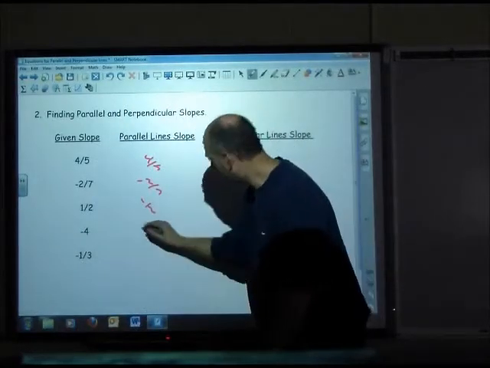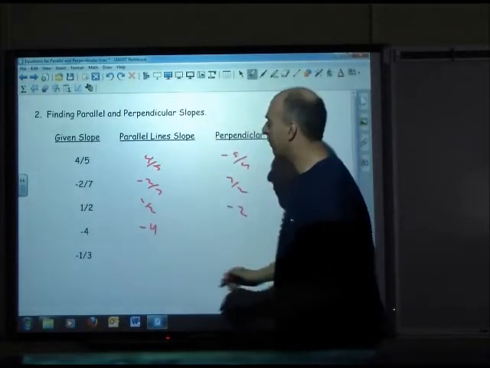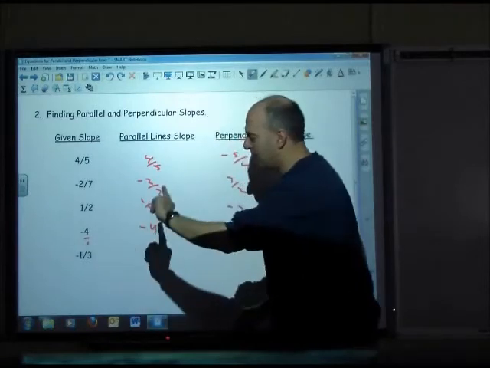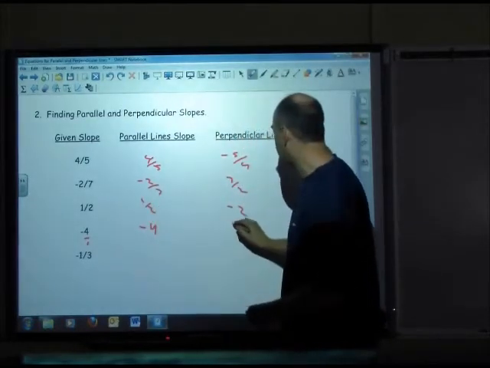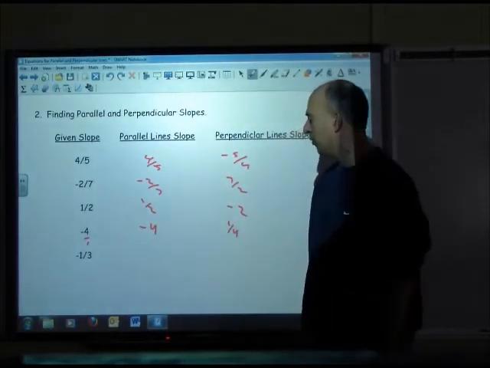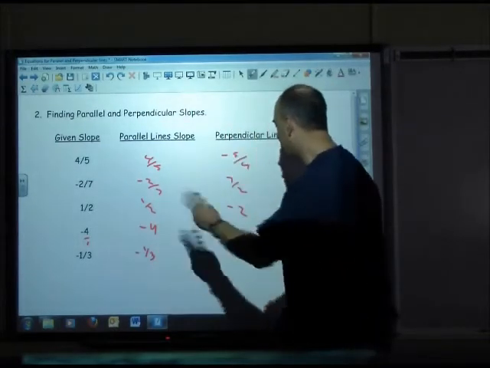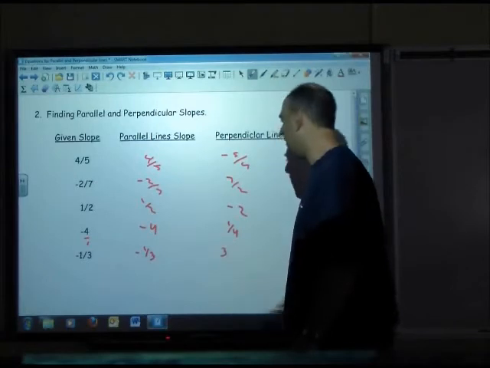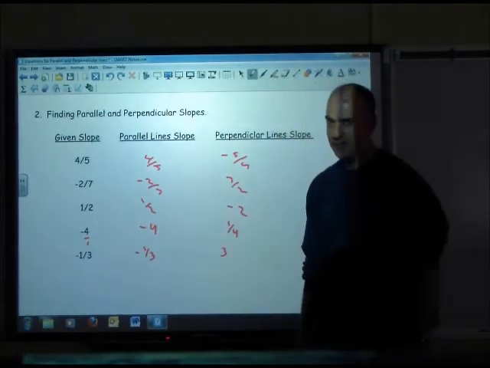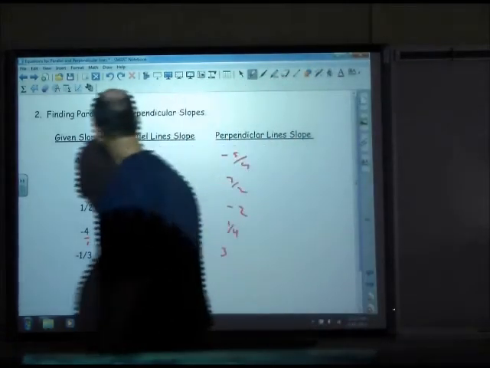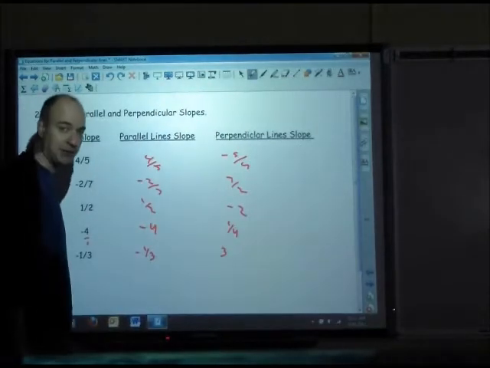1/2, parallel, 1/2. Negative reciprocal, negative 2. Negative 4, parallel, same slope. Perpendicular, flip it, make it the opposite sign, positive 1/4. Negative 1/3 parallel, negative 1/3. Perpendicular, flip it, change the sign, positive 3. Okay? So there we go. We should have that now for the rest of our lives, correct?